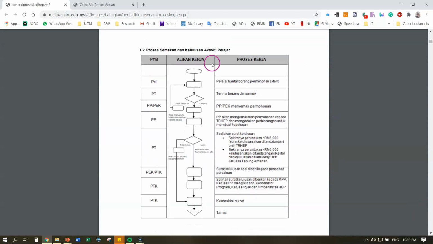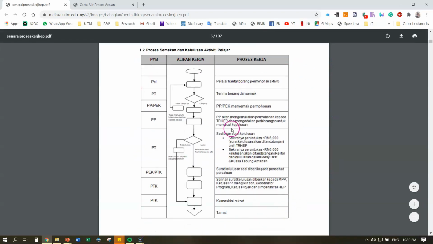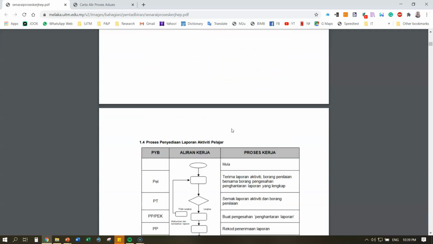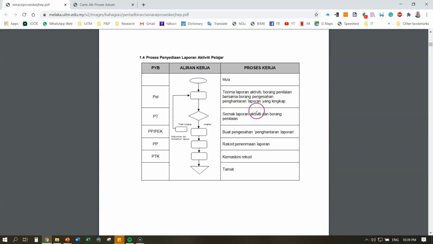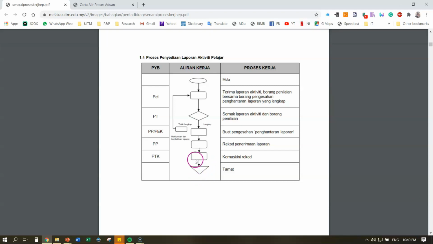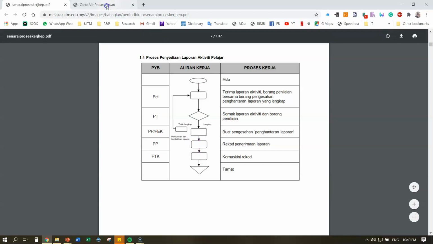Kat sini ada banyak. And then sometimes organisation, kalau tadi saya tunjuk dekat you all, start dengan end tu kena bentuk oval kan. Tapi kalau kat sini dia start bentuk oval, end tu bentuk segitiga pun boleh juga. It depends on the organisation. Tapi yang standardnya bentuk yang tadi itulah yang saya tunjuk, right?